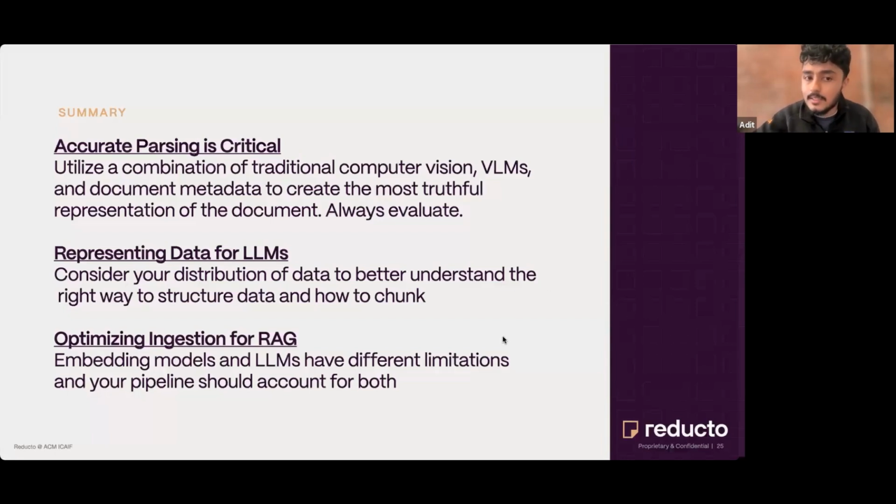The second thing is, in terms of representing data for language models, make sure that you're considering your distribution of data to better understand the right way to structure that data and how to chunk.